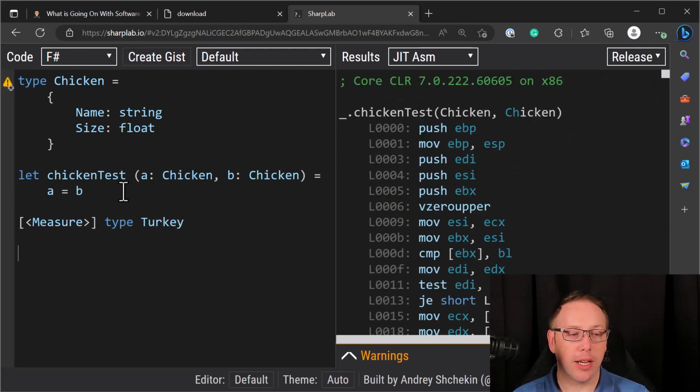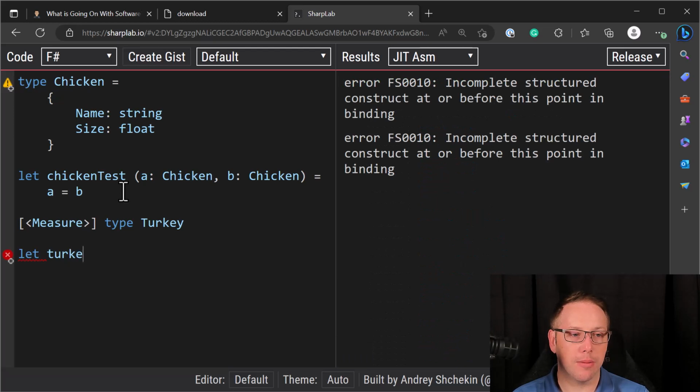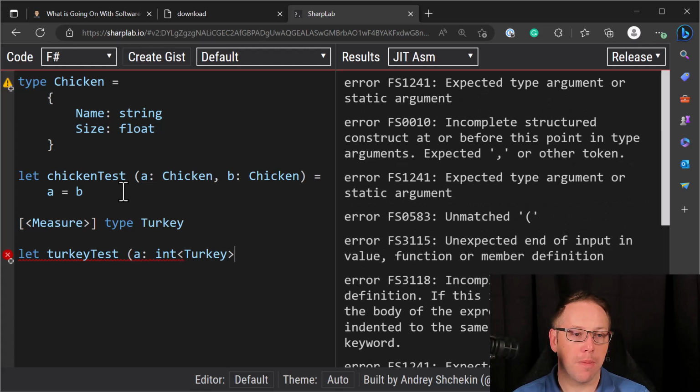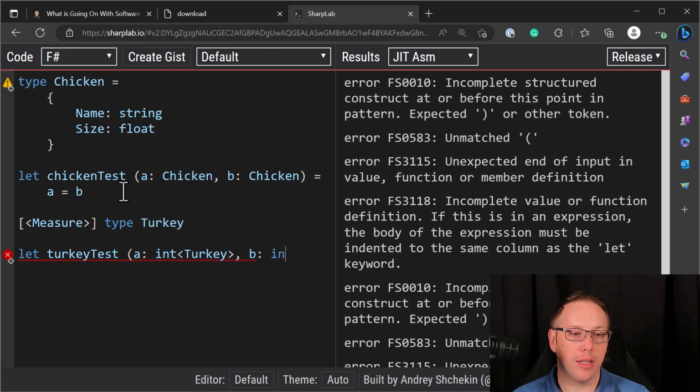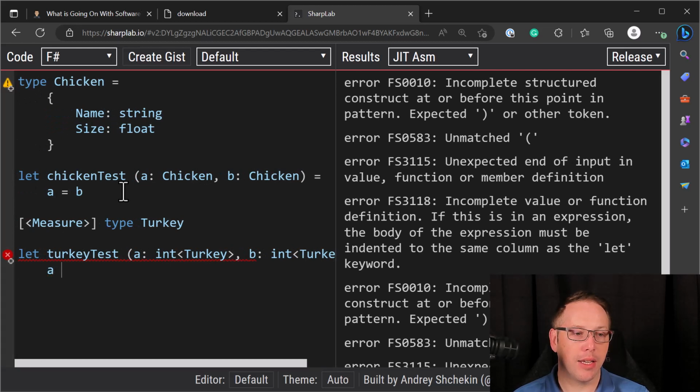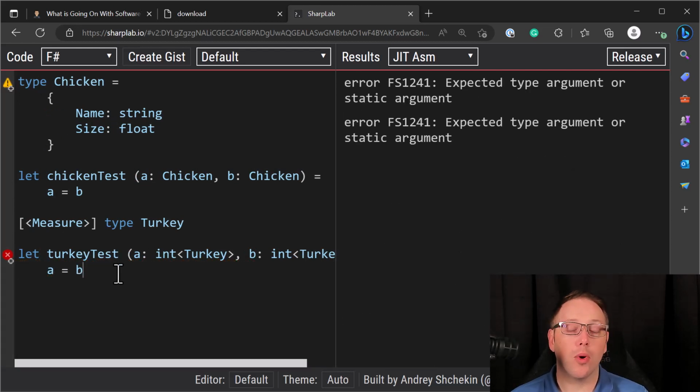And now what I can do is I'm going to have turkey test. And I am going to represent turkeys by just using an integer with a unit of int on it. And so I'm going to say int turkey. B is an int with a unit of turkey on it. And now I'm going to say, hey, is A equal to B? And I'm wanting to know is A equivalent to B?